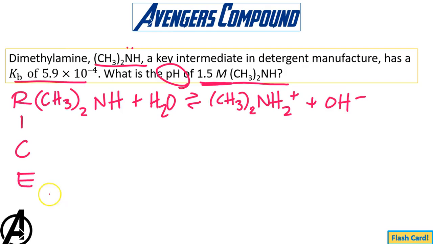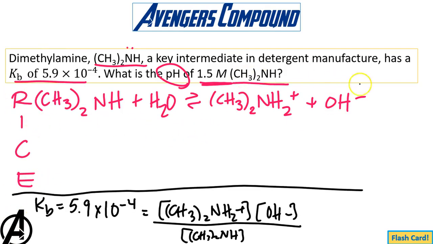What's the next thing I need to do? I need to get my Kb expression. So using the reaction here, I'm going to take my product divided by my reactant. We know that water doesn't do anything. So we have 5.9 times 10 to the negative 4. As you can see, because our Kb value is small, we can make an assumption here.